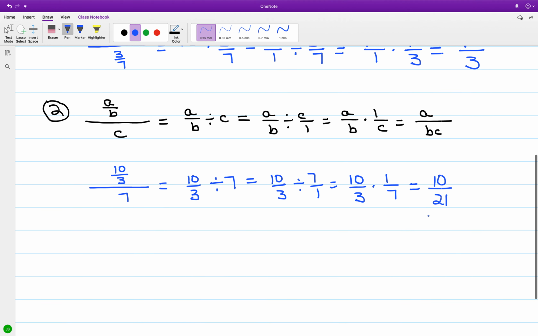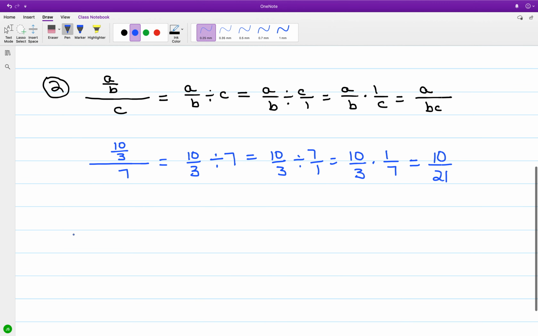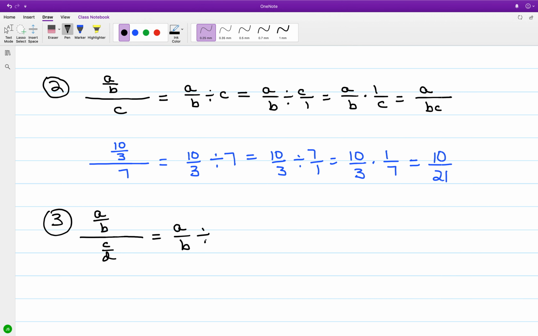Now let's say we have a complex fraction, say a over b divided by c over d. In direct terms, you have a over b divided by c over d. Rewriting in terms of multiplication, you have a over b times the reciprocal, d over c. So it will come out to a times d over b times c.